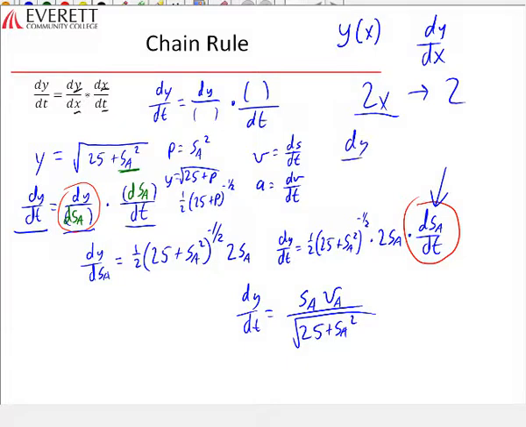dy/dt would be equal to dy/dx times dx/dt. That would be equal to 2, which is our dy/dx, times dx/dt. Got to make sure to use the chain rule and remember all terms of the chain rule. Feel free to ask me questions if you have any about the chain rule. I'd like to move on now to the product rule.